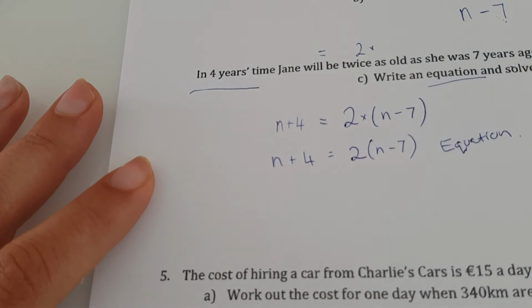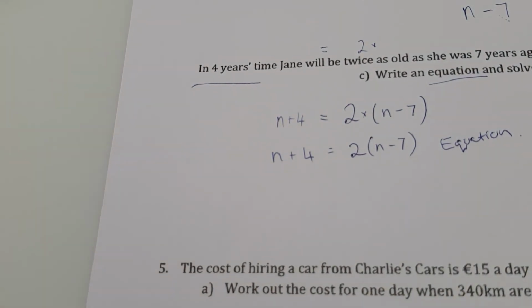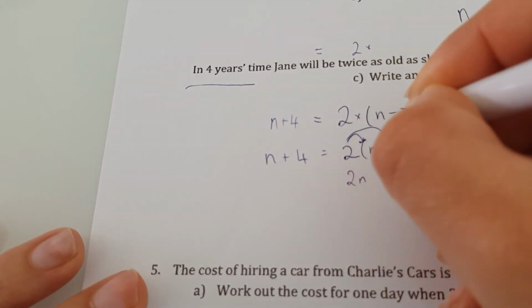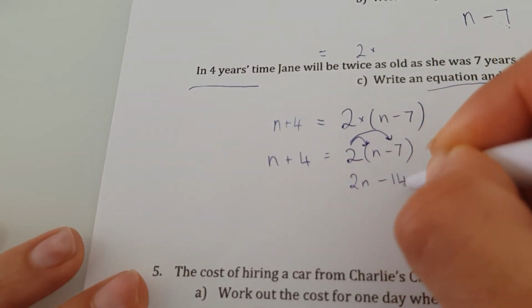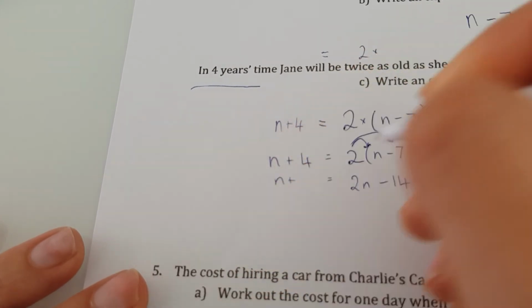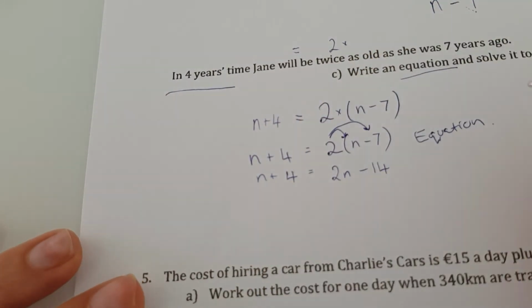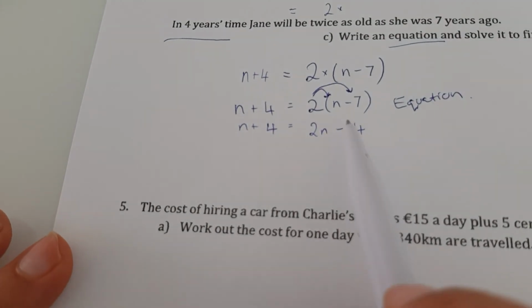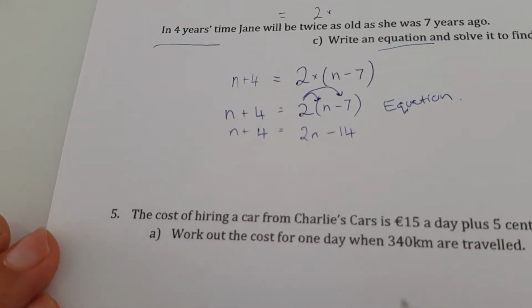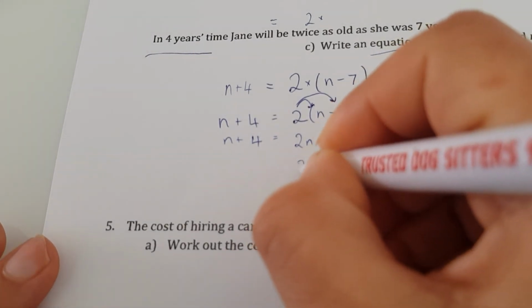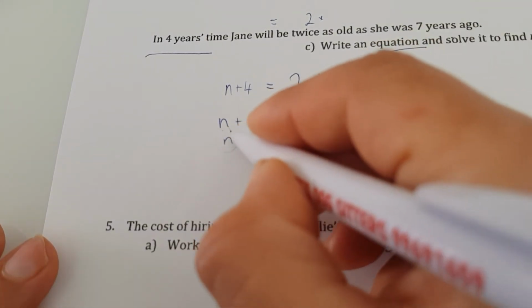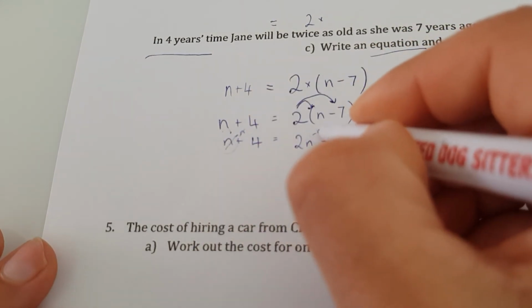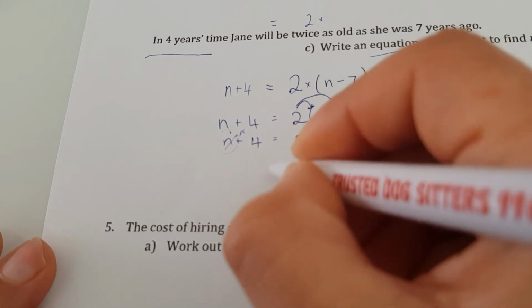Start by expanding the brackets. Expand 2 times n, 2 times minus 7. Okay, so n's on one side, numbers on the other side. I have 2n, I have an n. What would you prefer? I'd prefer 2n. So n to be removed from that side, I need to subtract it from there and subtract it from here as well to keep it balanced.